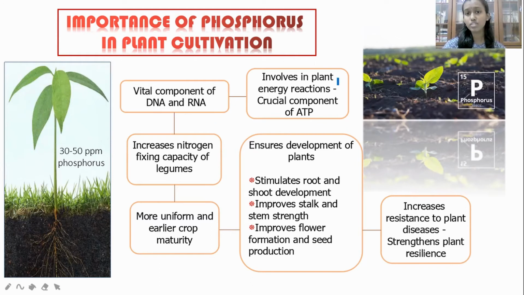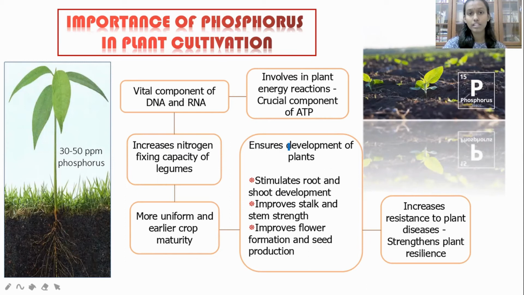Now, phosphorus is also involved in plant energy reactions such as photosynthesis and the transfer of nutrients from one part of the plant to another, as it is a crucial component of ATP. ATP means adenosine triphosphate, which is the energy currency of plant cells. Going on to the next point, phosphorus increases the nitrogen-fixing capacity of legumes by increasing the number of nodules in the roots.